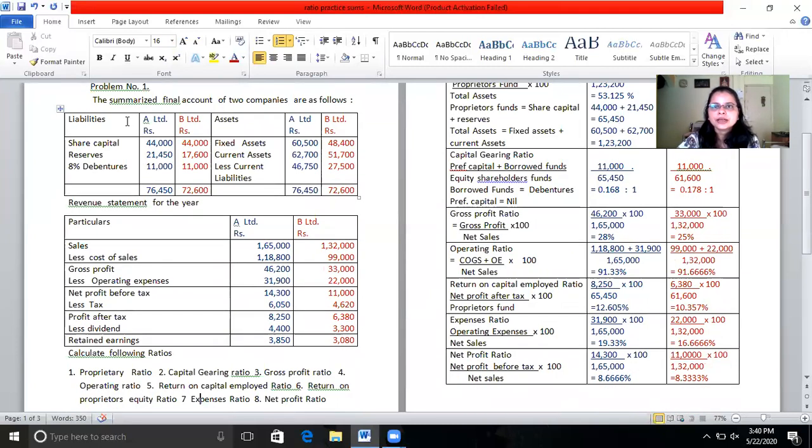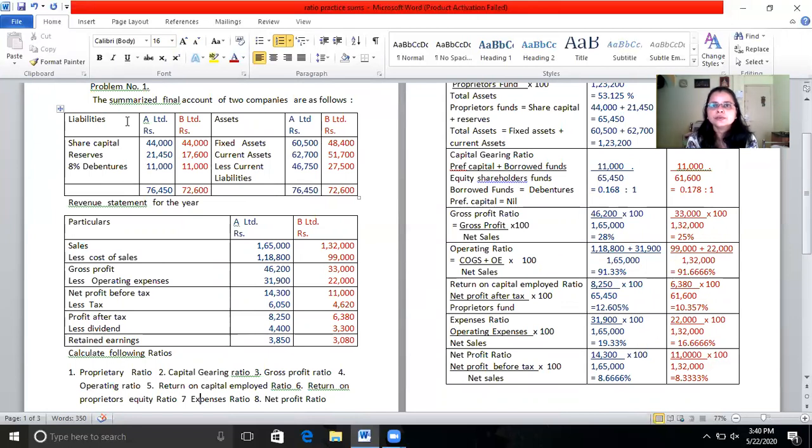Next ratio is the capital gearing ratio. The formula for capital gearing ratio is preference share capital plus borrowed funds upon equity shareholder funds. Normally we have written the formula as capital carrying fixed rate of interest and dividend, and capital not carrying fixed rate of interest and dividend. Now which capital carries a fixed rate of interest and dividend, that is preference dividend and borrowed funds.